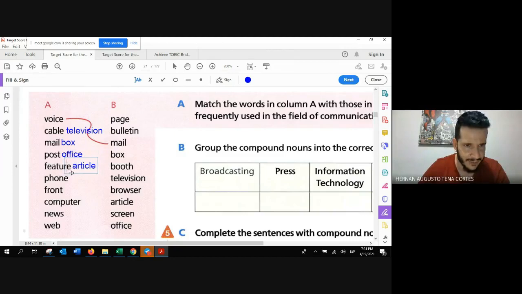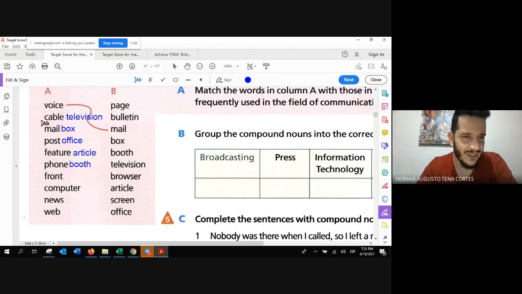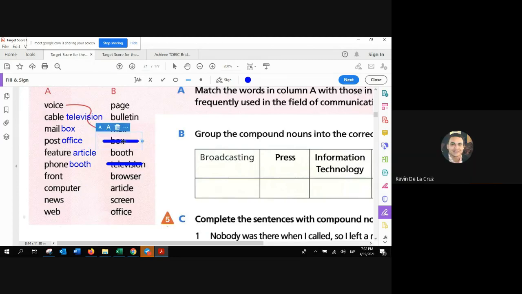Okay. This is tough. That's a difficult one. Phone. What can we do with phone? For phone, we can say phone booth. Phone booth es otra forma de decir la cabina de teléfono cuando teníamos muchos teléfonos públicos en la calle que ya casi no son, en especie de casi en extinción, right? Front. What can we use with front? So we already used television. We already used box, right? We already used article. We already used office.